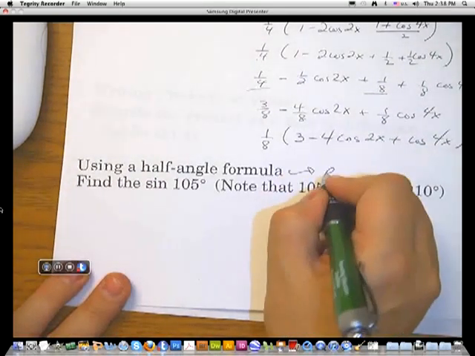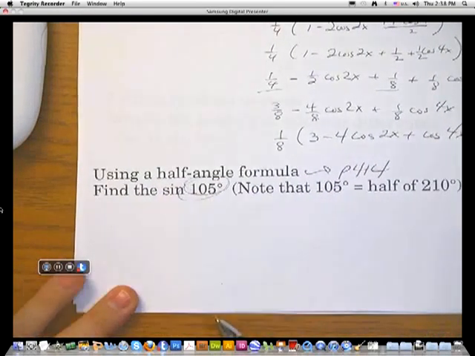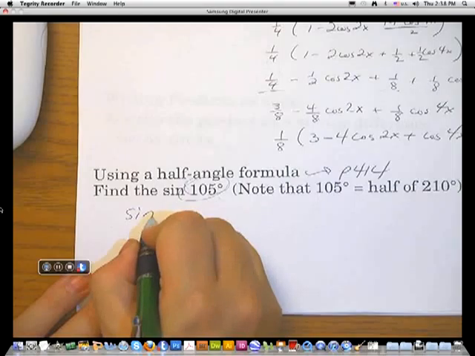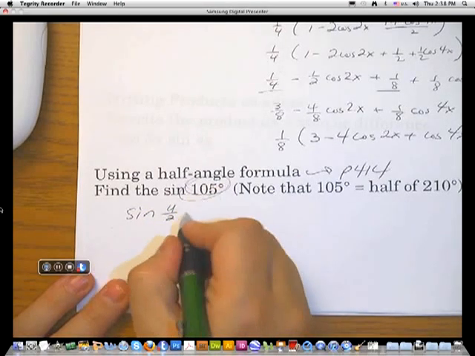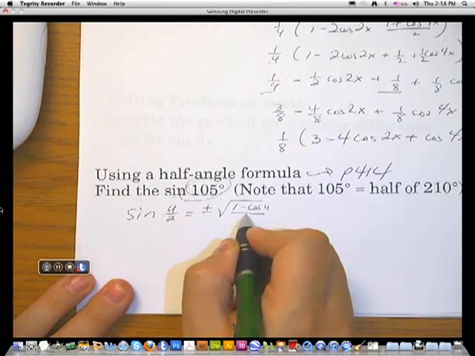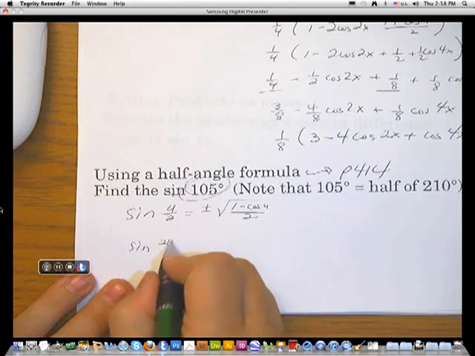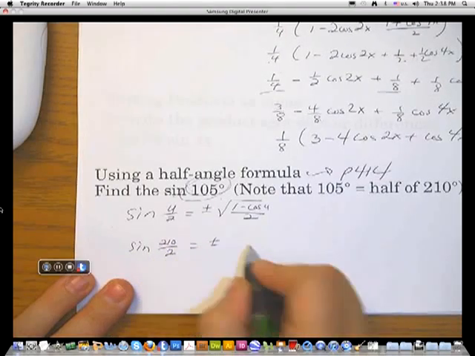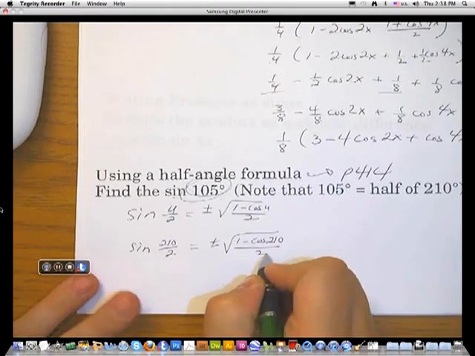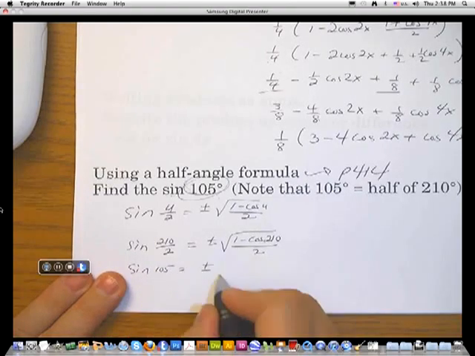Using a half angle, so that's page 414. Find the sine of 105. So note that 105 is half of 210. So I could say sine of u over 2, because that's the half formula I want to use. Alright, so if I want 105, that means I started with 210. So I get 1 minus cosine 210. So I have sine 105 plus minus.